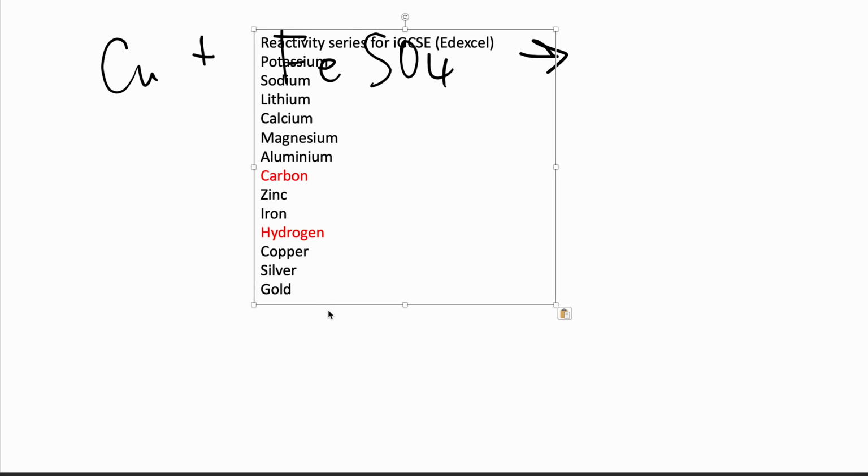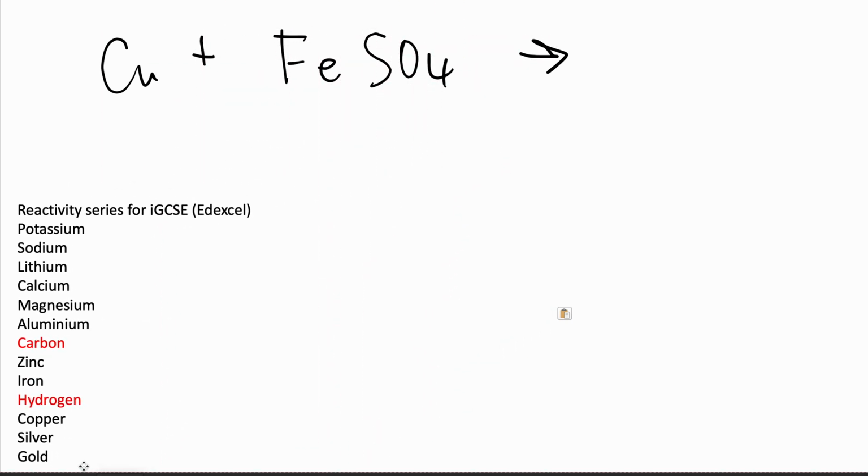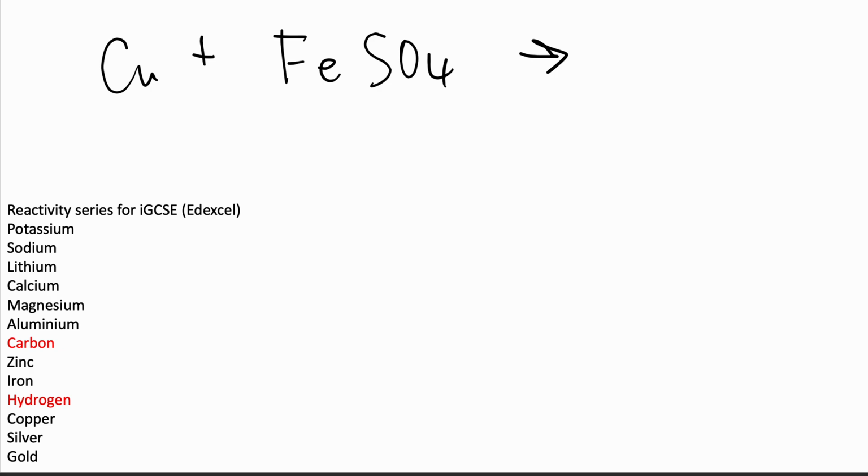We could have copper plus FeSO4. Again, we have iron. Think about what would happen. First of all, let me just add back our reactivity series here. Copper is over here in the reactivity series. It's quite unreactive, actually. And iron is up here. Iron isn't that much more reactive either, but still, iron is more reactive.